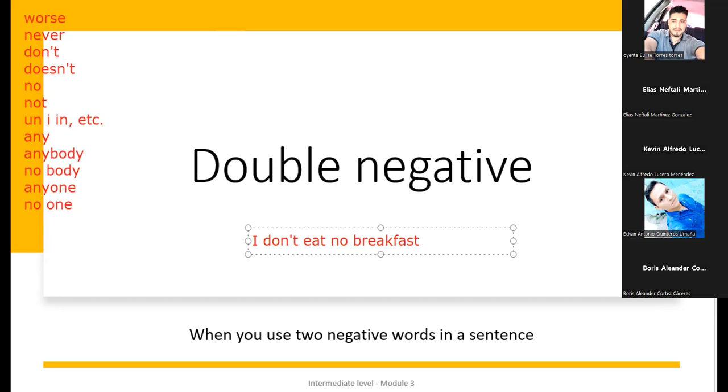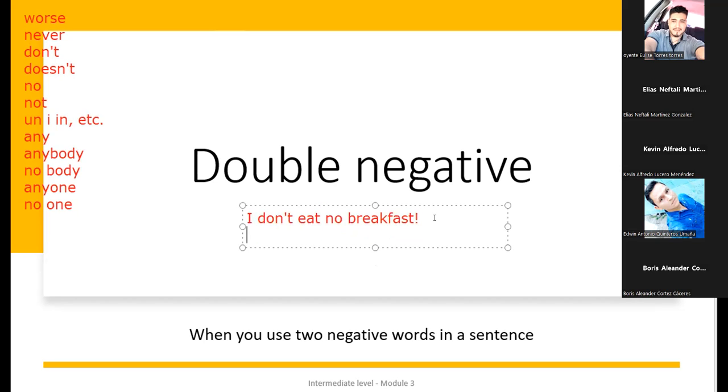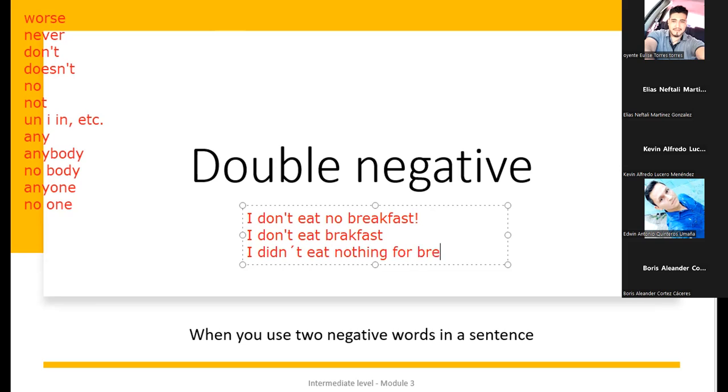Is this correct? No. It is not, right? What is the way to say it? I don't eat breakfast. Okay. Or I will say I didn't eat nothing for breakfast. Nothing is another negative word right here.